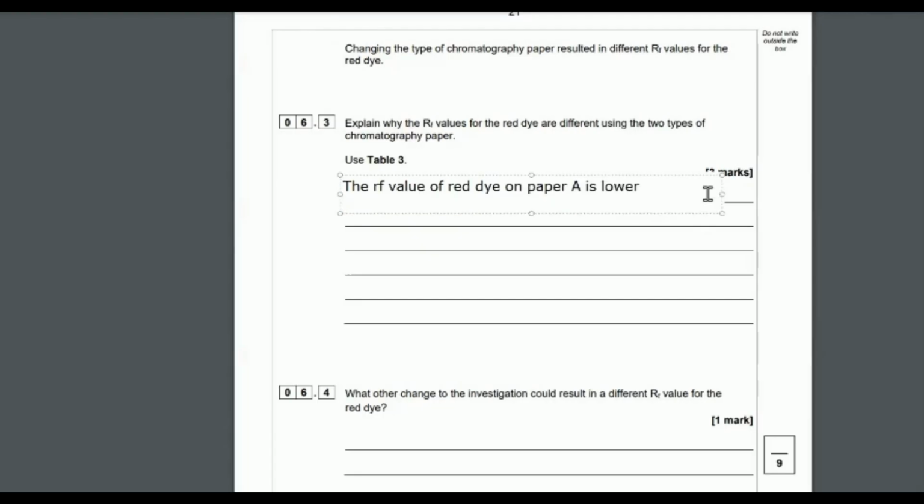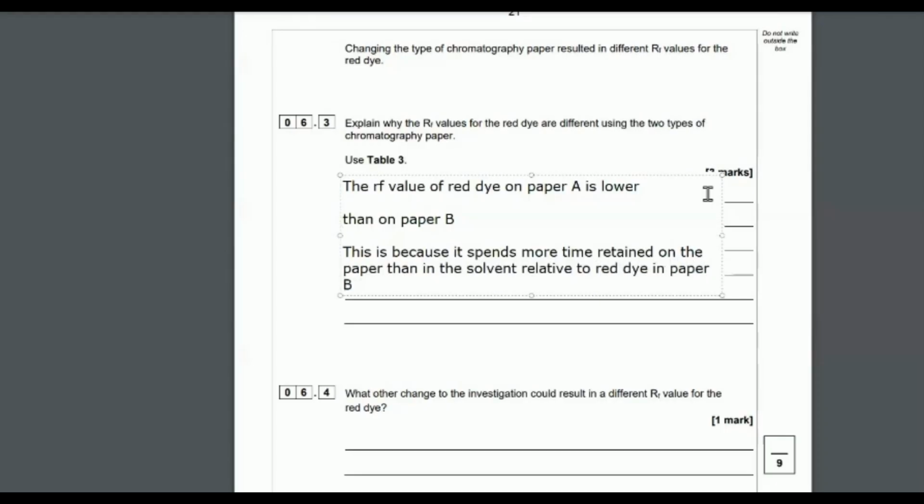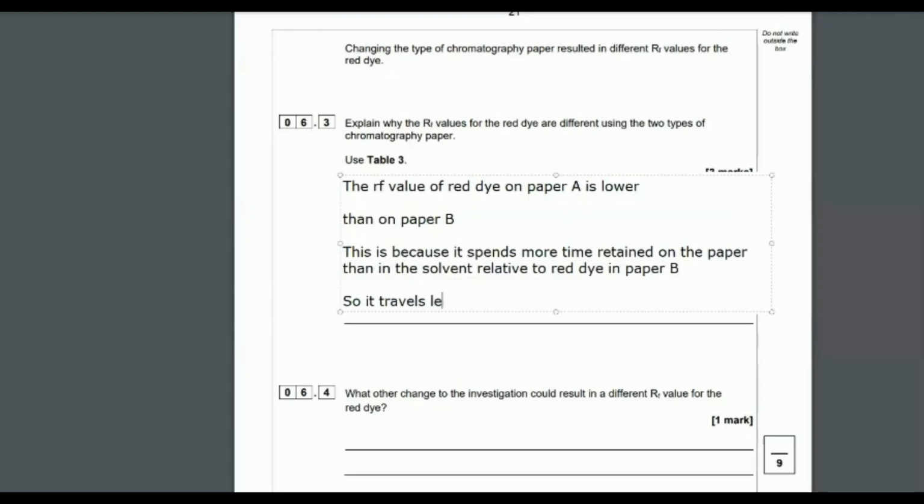There's quite a few different ways you can word that. So here's an alternative way, which is just a little bit clearer. The RF value of the red dye on paper A is lower than on B because it spends more time retained on chromatography paper A than it does on chromatography paper B. So basically it's more attracted to paper A than it is to B, or stationary phase A to stationary phase B, and therefore it travels a shorter distance up the paper because it's not spending as much time in the mobile phase, in the solvent, the water.